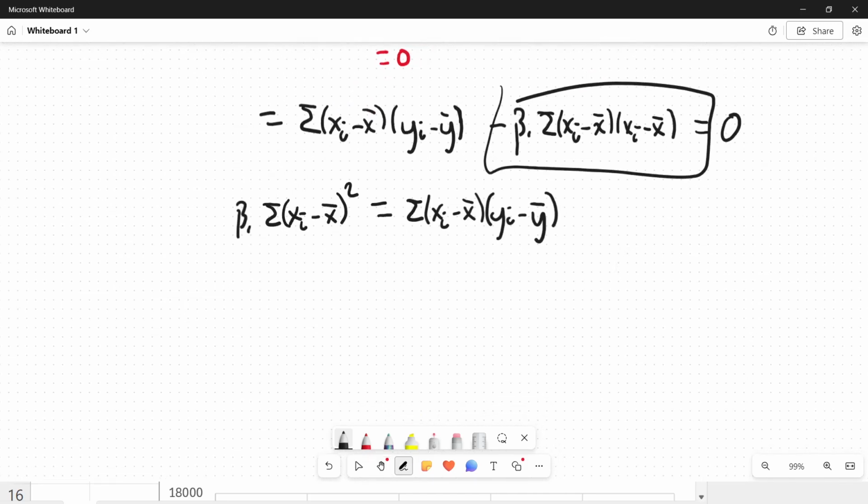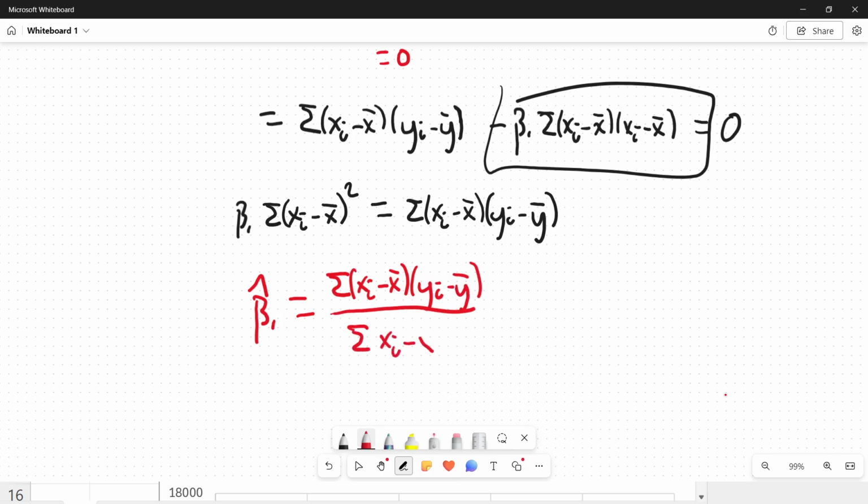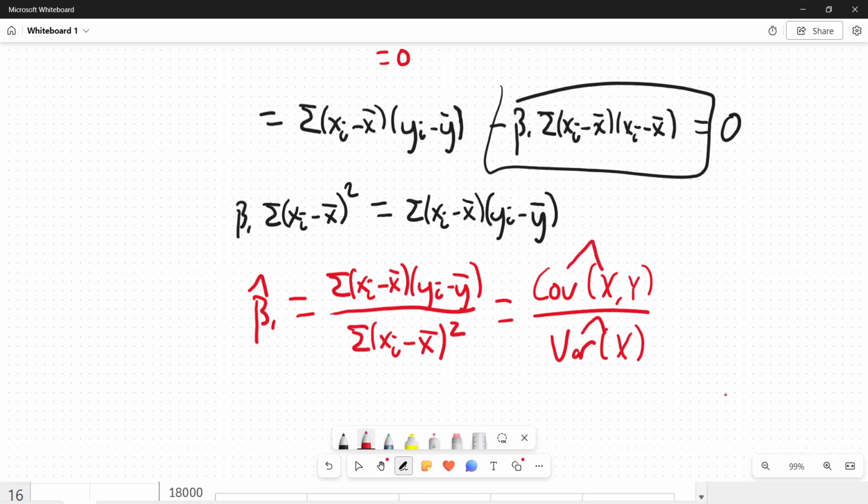Do you see the last step? Ultimately, what I get from this exercise is beta 1 hat, the one that solves the equation, is the sum of all the xi minus x bar, yi minus y bar, divided by the sum of all the xi minus x bar squared, which is what we had a moment ago and is in fact the covariance of x with y divided by the variance of x. Sample versions of those.